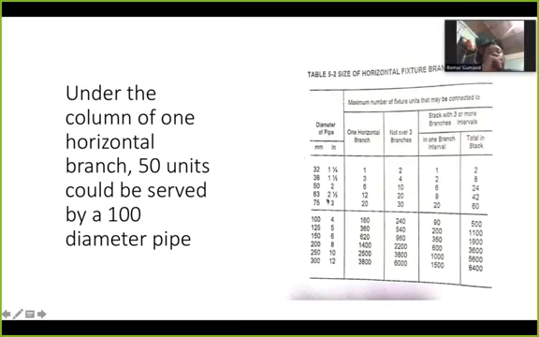Because this is 50 unit, this one is 20 unit. The next is, there's no other 50 here, no? So this is under the 160. So that 20 is 75 already. 75 mm na si 20. So next will be 100 mm. It is under the 50 units. This is the horizontal branch, no? So this is also the horizontal branch.